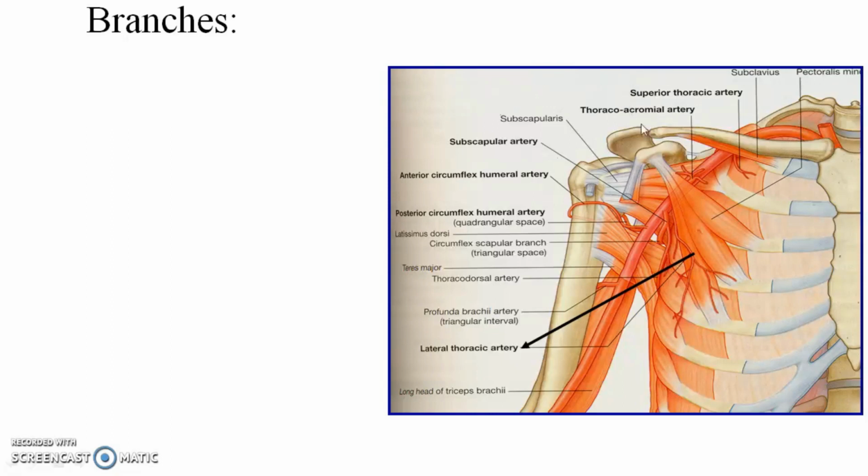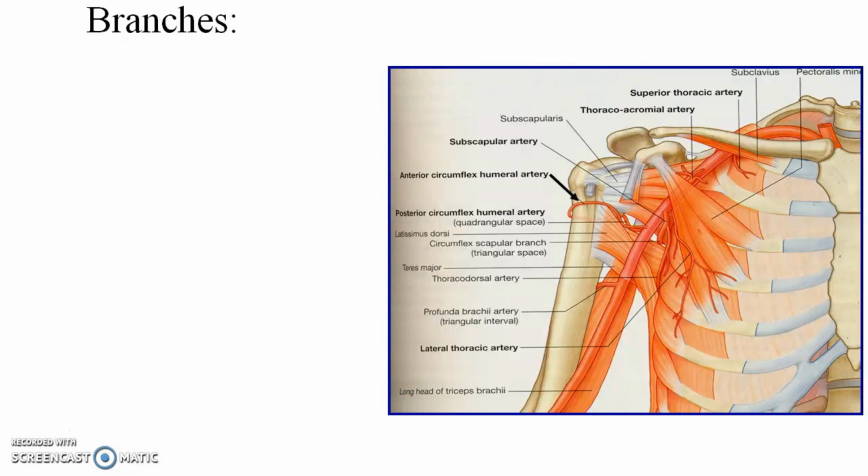Moving to the third part, the remaining part from the inferior border of pectoralis minor to the inferior border of teres major, we will call the third part of the axillary artery. This third part of the axillary artery gives three branches. First one is the subscapular artery, which supplies the subscapularis muscle, so it is given such a name, subscapular artery.